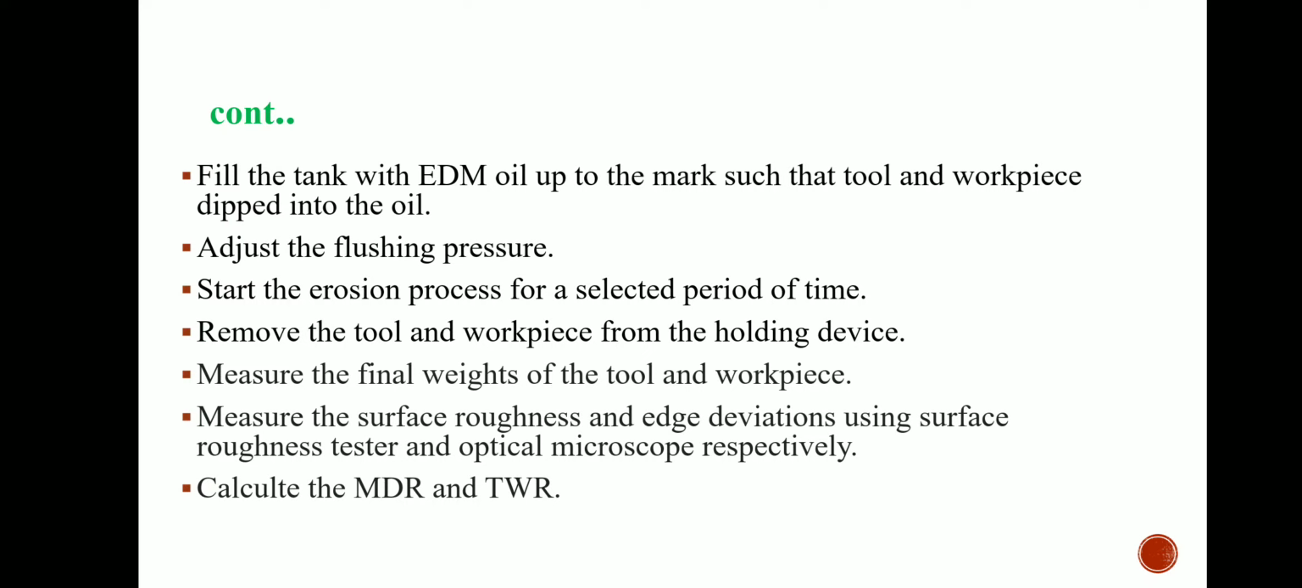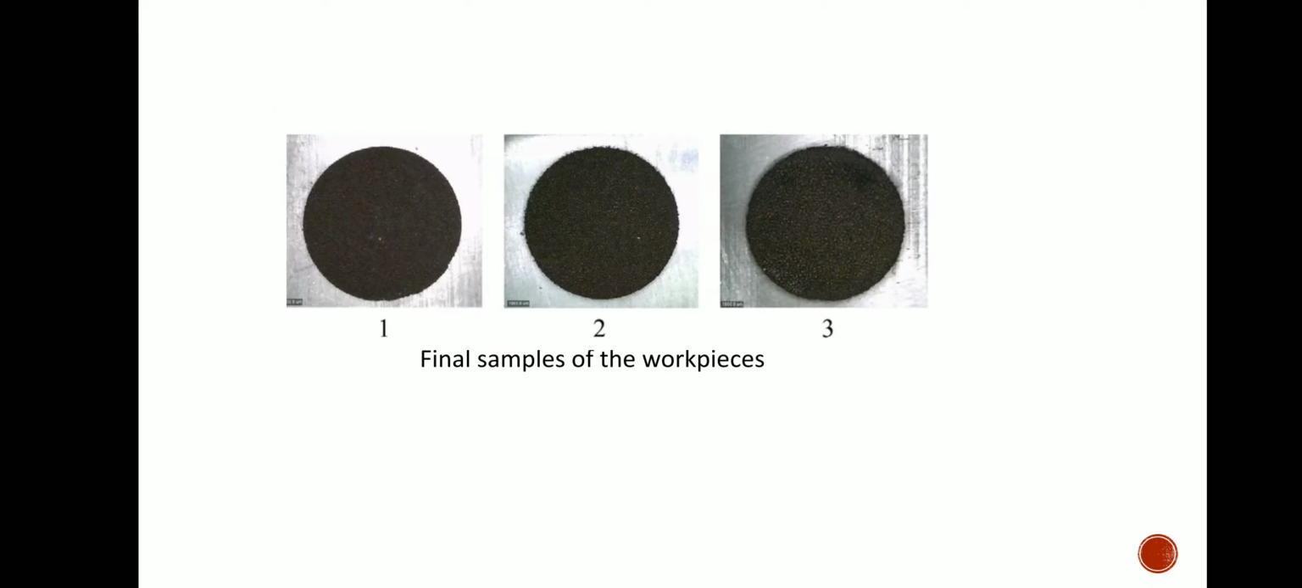Here, the shape of the tool will be used to produce its replica on the workpiece surface. After the machining operation, measure the weight of the tool and workpiece and calculate the material deposition rate and tool wear rate. Furthermore, the surface roughness of the deposited surface can be measured by surface roughness tester. The edge deviation can also be measured by measuring the edges using optical microscope.